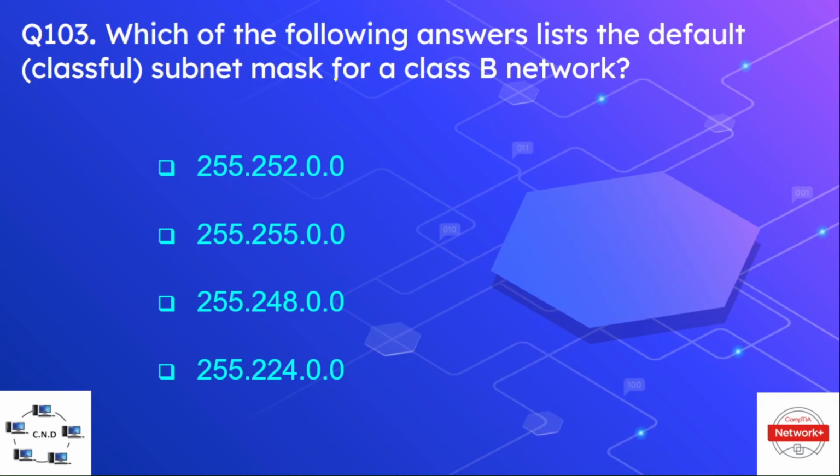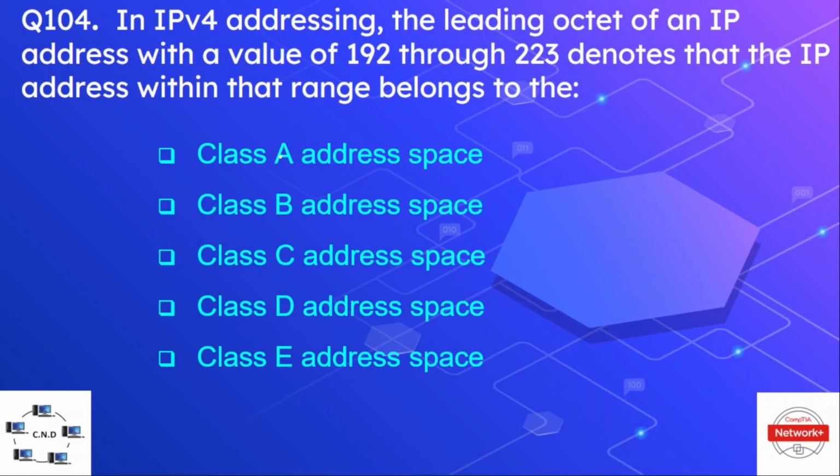Question number 103 is that which of the following answers lists the default classful subnet mask for a class B network? And the correct option is 255.255.0.0.